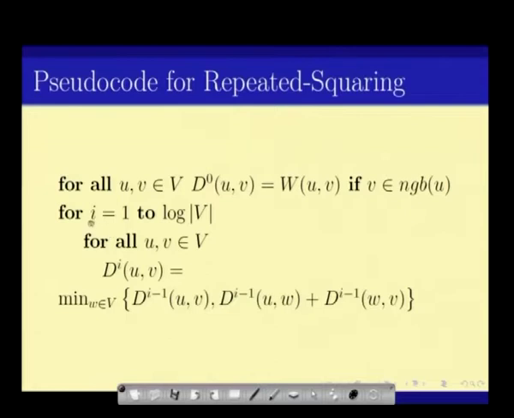So, in other words, we need to just go on till D l for l to be something around log V. So, here is the pseudo code. For i equals 1 to log V, we keep on updating our table, and at the end we will get the final table, which is D log V u v, and that will have all the information that we want.